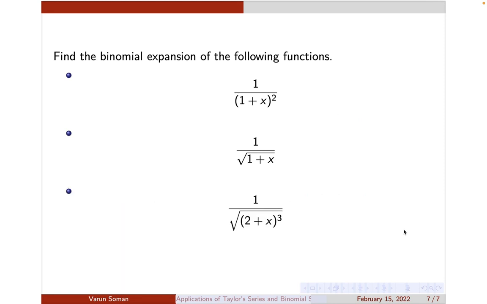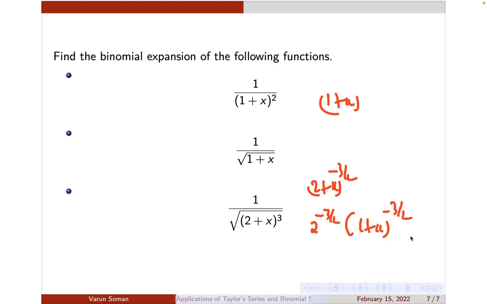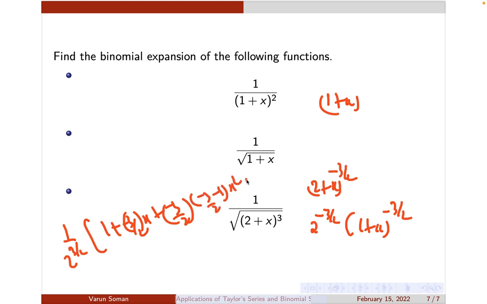Okay, and moving forward, another question: (1/(2 + x))^(3/2)... first I will make it in the form of 1 + x. For that this 2 should be taken outside, so this will become simply b. So this is actually (2 + x)^(−3/2). If I take 2 outside, it will be 2^(−3/2)(1 + x/2)^(−3/2). Now it is very easy: it is simply 1/2^(3/2) times [1 + (−3/2)x + (−3/2)(−3/2 − 1)/2! x² + etc.]. This will be the expansion. Just write a few terms and that will be that.